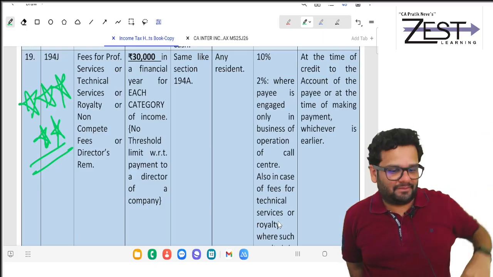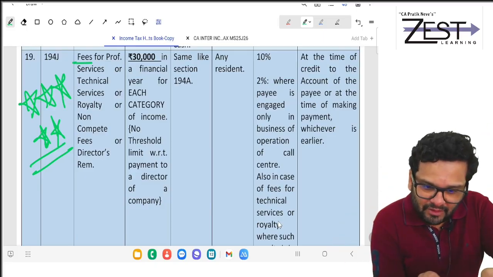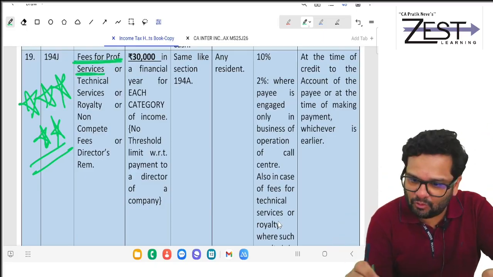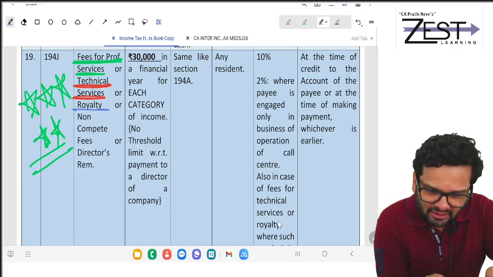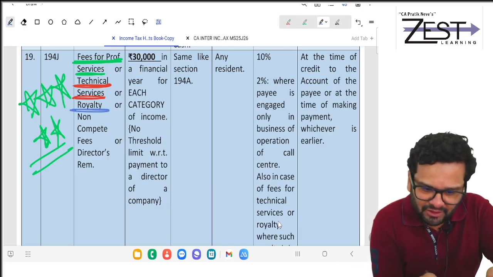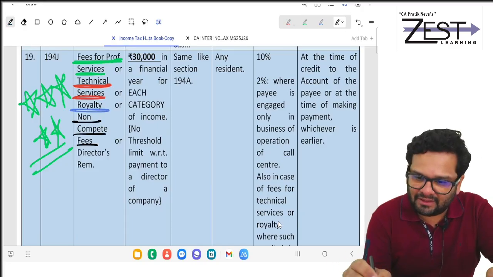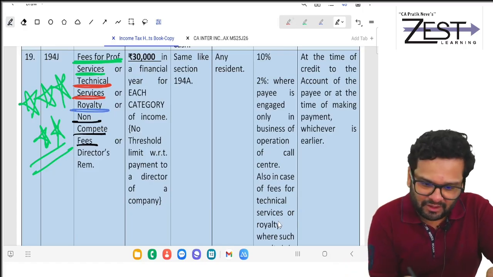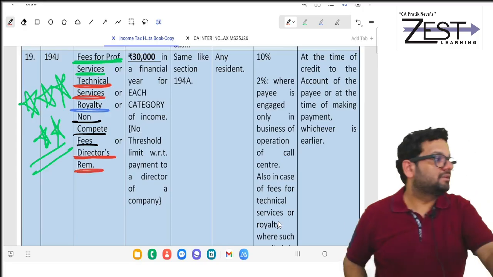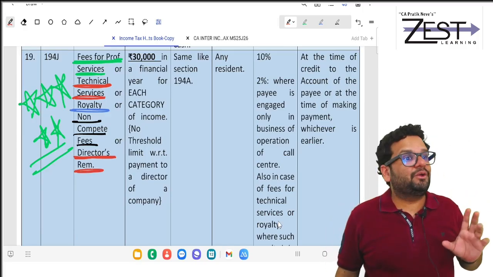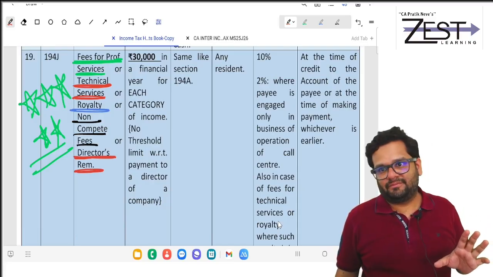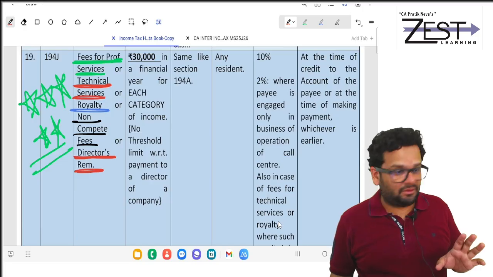5 payments are there. Count. Fees for professional services, 1. Technical services, 2. Royalty, 3. Non-compete fees, 4. Director's remuneration, 5. I have only 4 colors. Check. Why I made you count? There is logic.